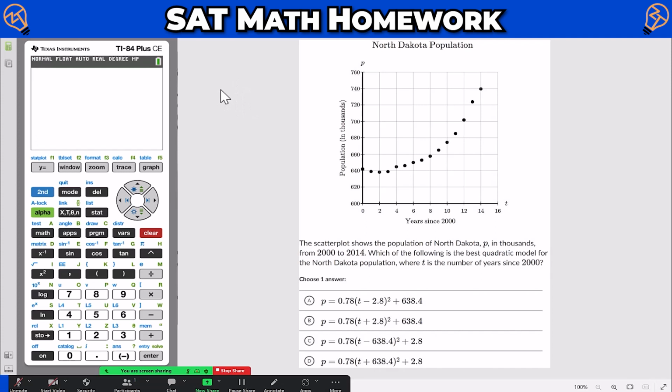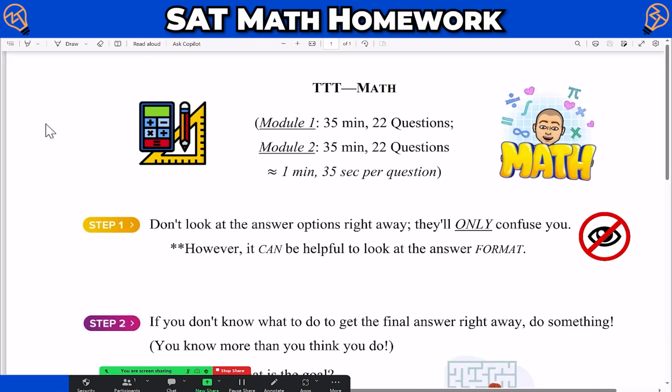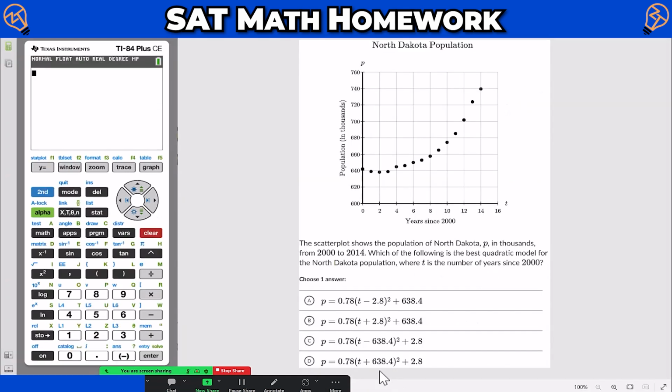So for questions like this, when we're trying to figure out which model best represents the data, and they specify a quadratic model, it can be useful, as we state in the Triple T math document, to follow step 1. Even though we don't want to look at the answer options right away, it can be helpful to look at that answer format. So we can see all of these are in a particular form for quadratics.